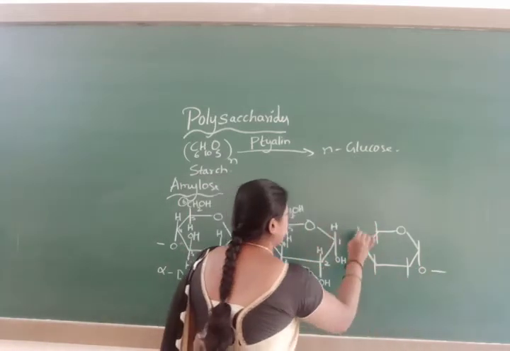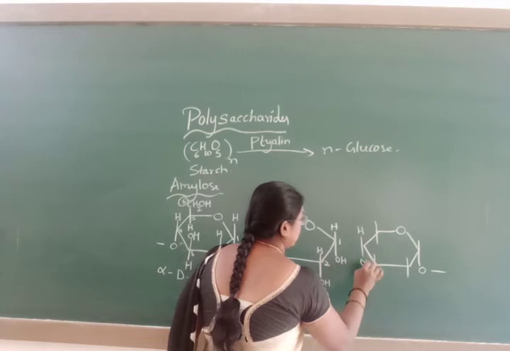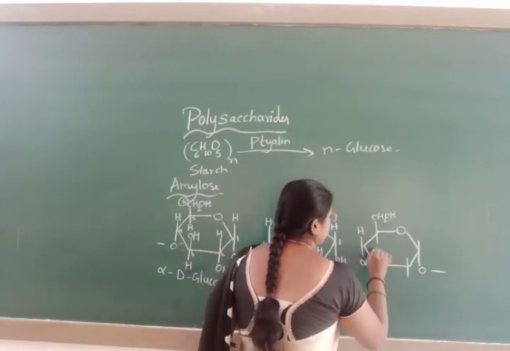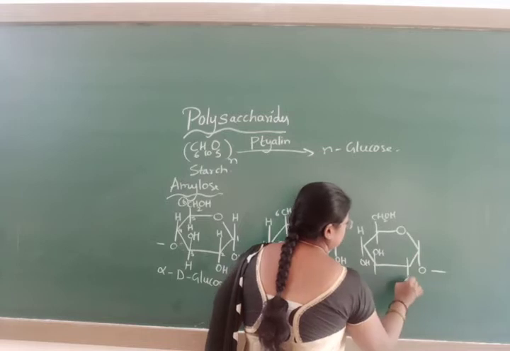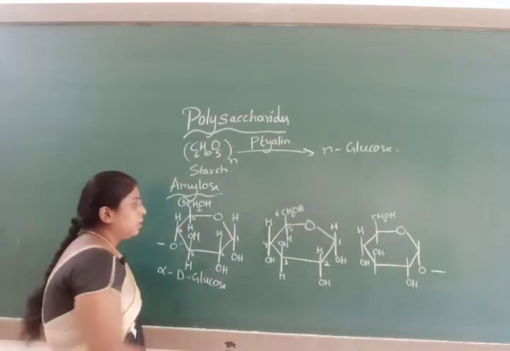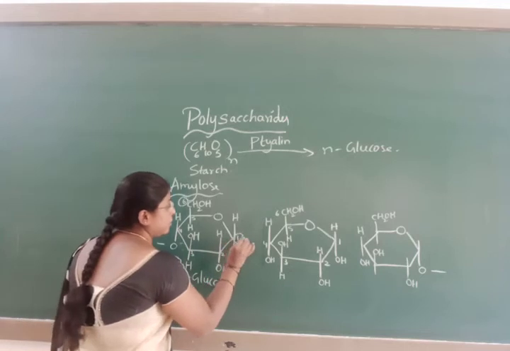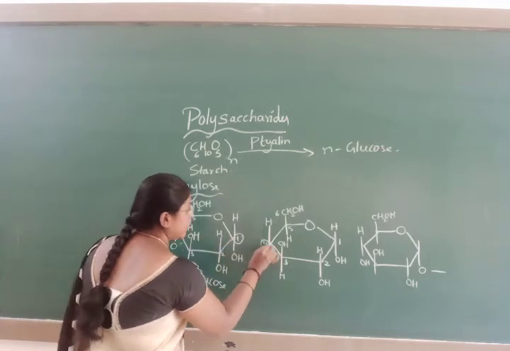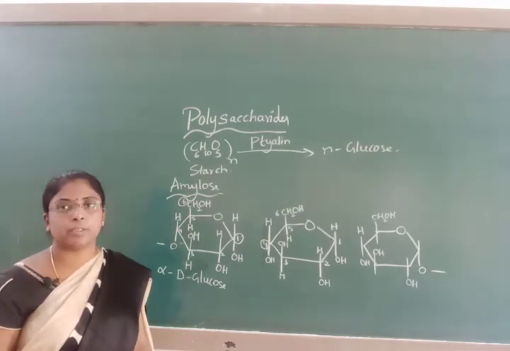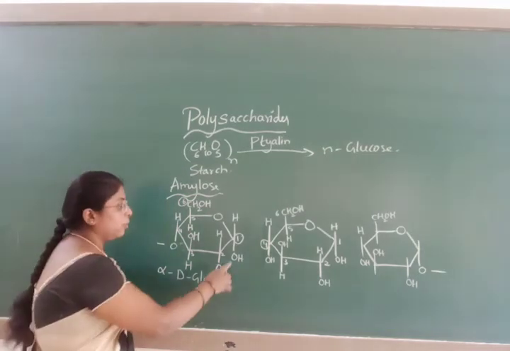Here it will be HOH, remaining CH2OH, this will be OH, this is OH. These are all remaining are all what here? H. C1 of one glucose unit will form a bond with C4 of another glucose unit. C1, C4 alpha glycosidic linkage is formed.